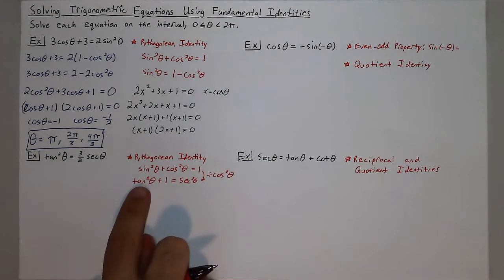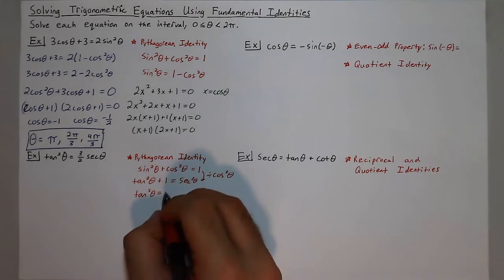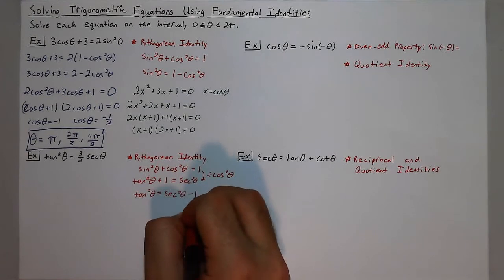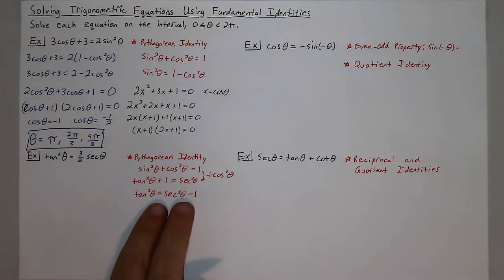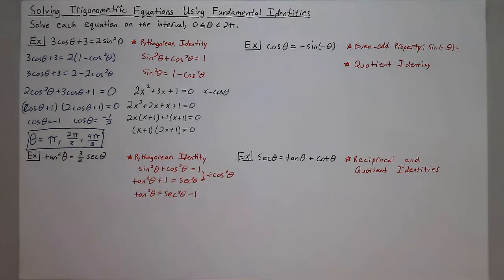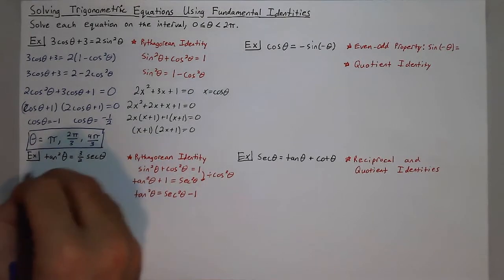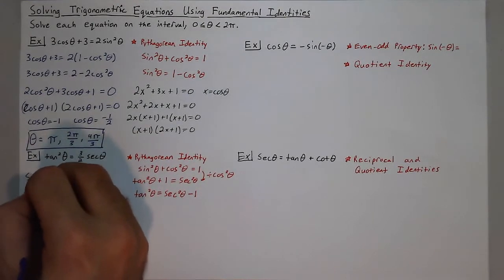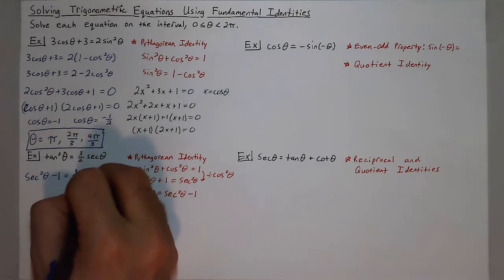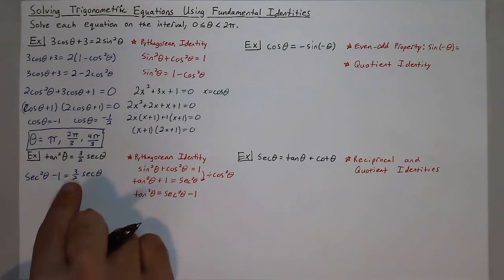So I can change tangent squared into secant squared of theta minus 1, and then I'll be set up to replace tangent squared and get an equation with all secants. So I can rewrite this as secant squared theta minus 1 is equal to 3/2 secant. So now every trig function is secant. So now I can possibly factor. But first I'm going to take care of this fraction.